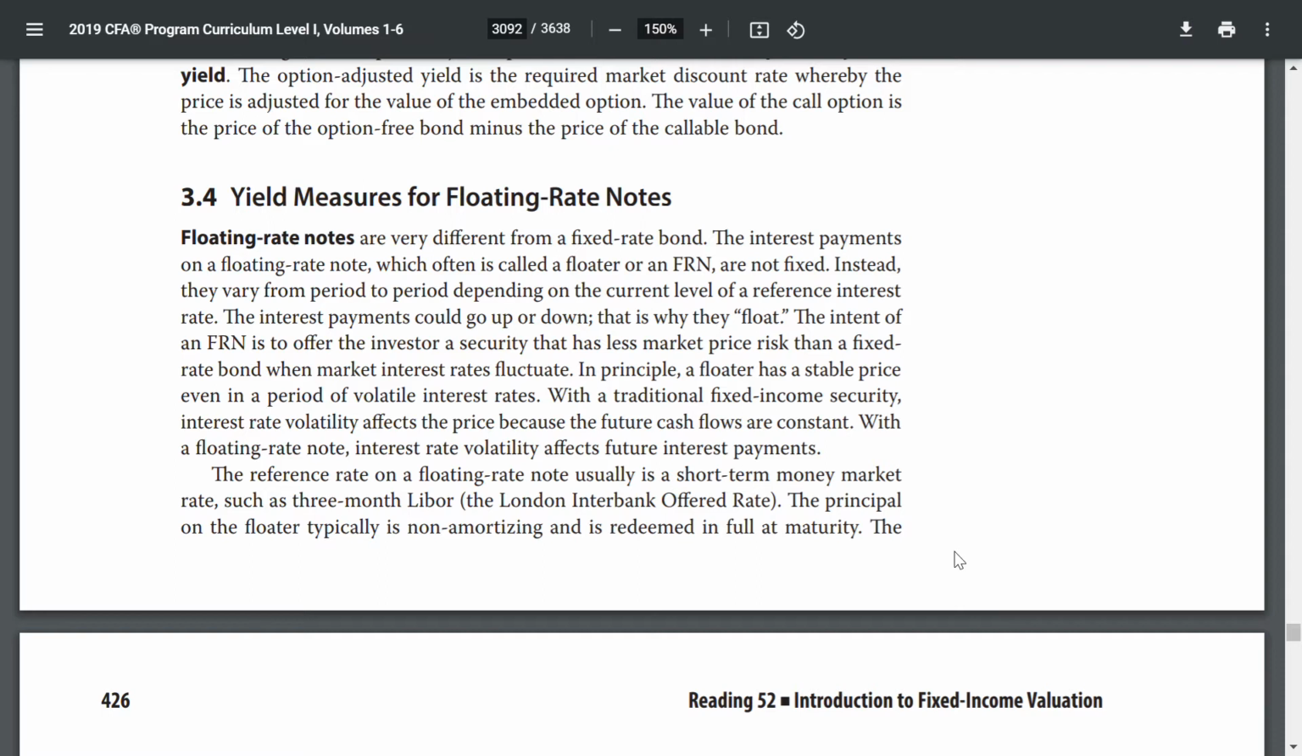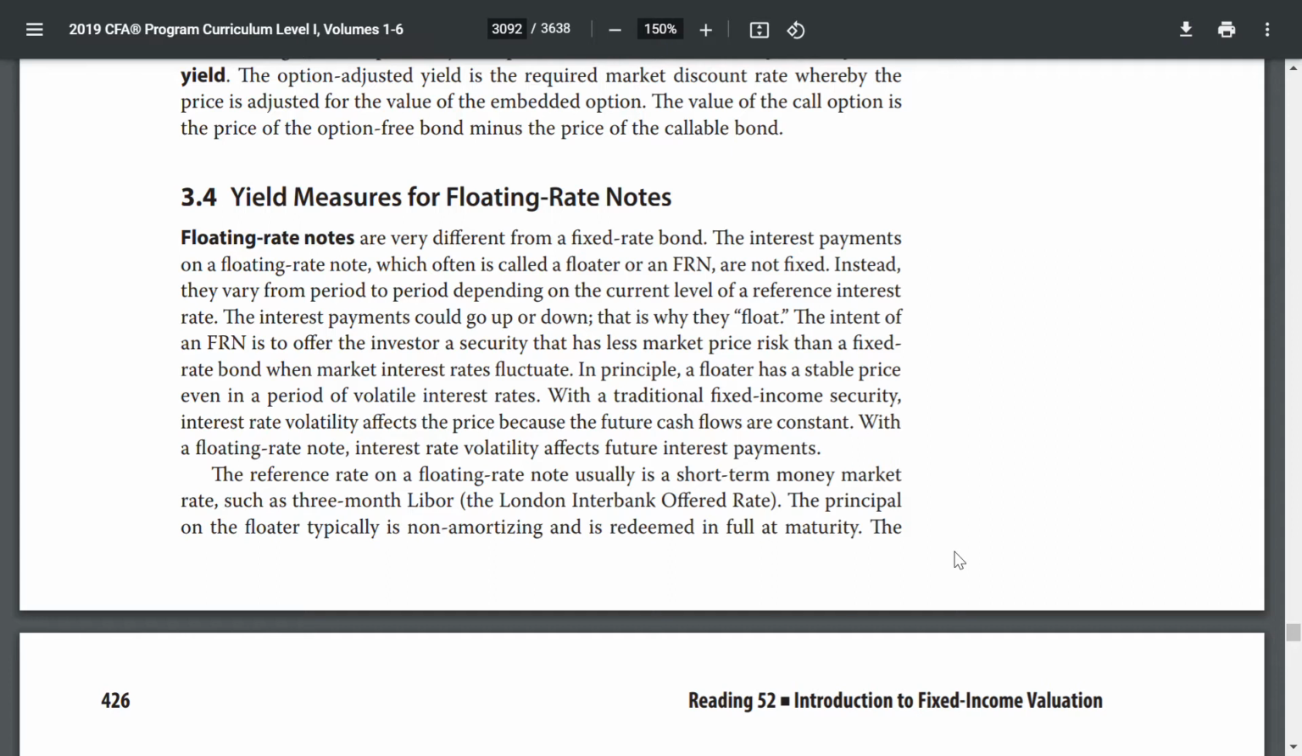Yield measures for floating rate notes. Floating rate notes are very different from a fixed rate bond. The interest payments on a floating rate note, which often is called a floater or FRN, are not fixed. Instead, they vary from period to period depending on the current level of a reference interest rate. The interest payments can go up or down. This is why they float.